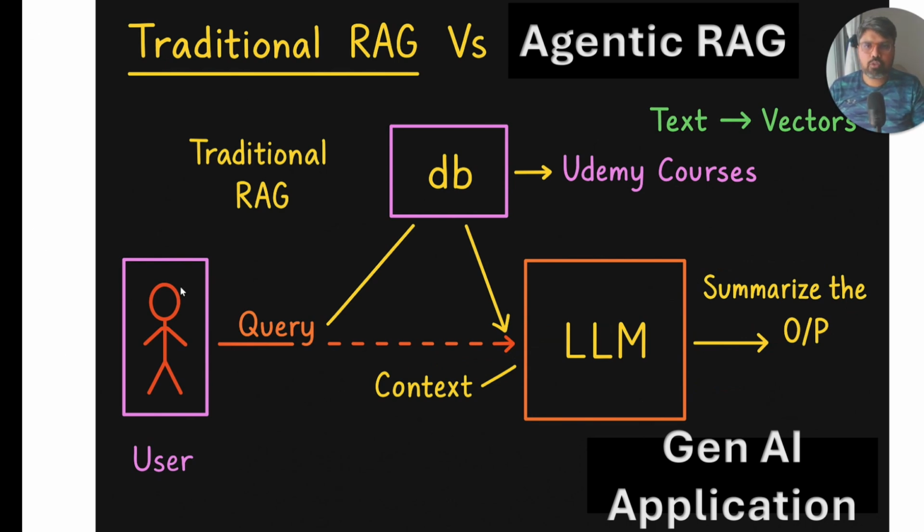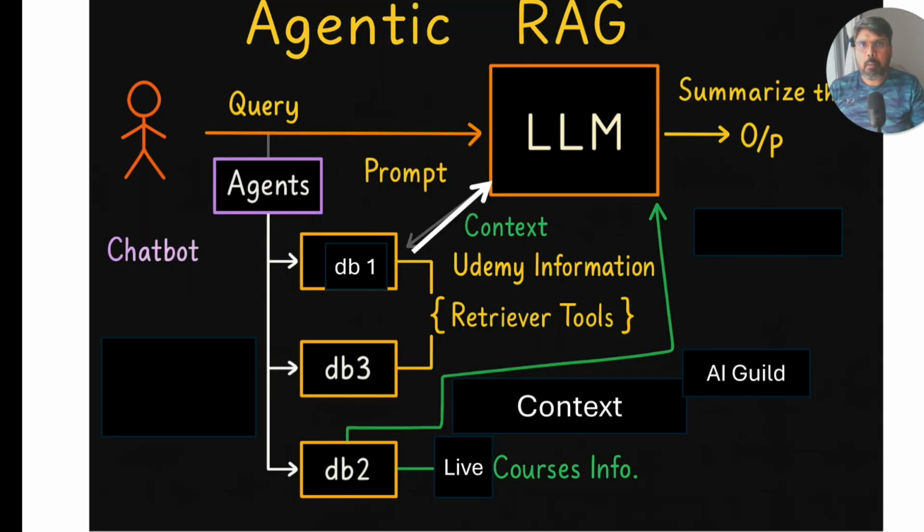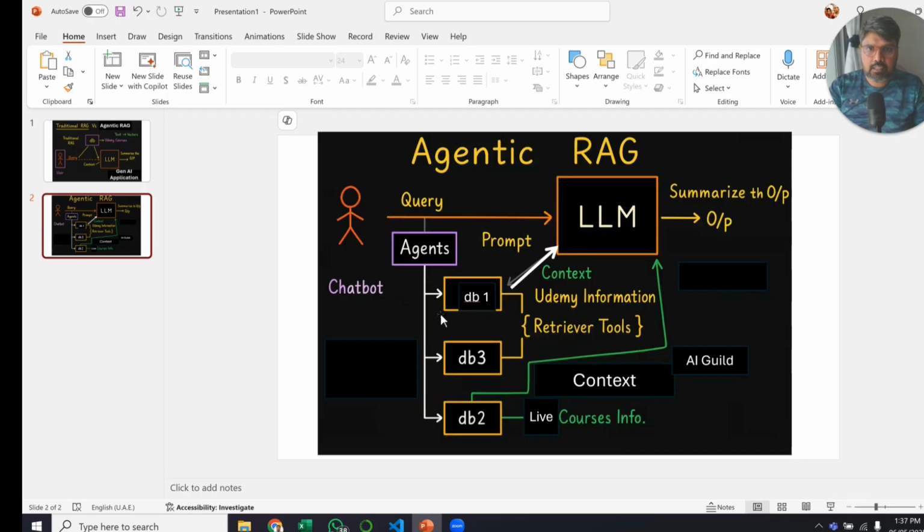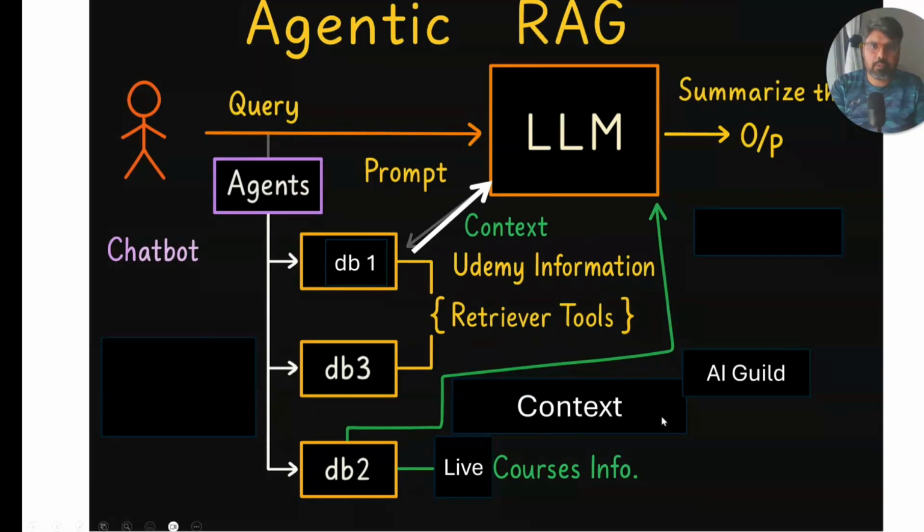Now, suppose you have multiple databases: one for Udemy, one for AI Guild, and another for your live courses that happen in the AI Residency. If you have all these different databases, what is going to happen? In this case, think about this.